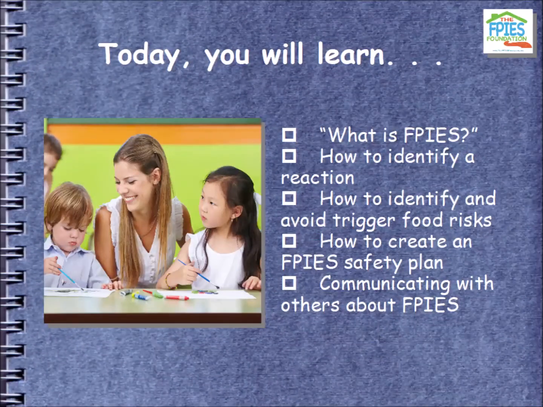So some of our learning objectives for today are looking at what is FPIES. And we're going to go into a little bit of an overview about the diagnosis and what's really involved. Next, we're going to talk about how to identify a reaction. FPIES is a type of food allergy, so it's really important to know what an FPIES reaction looks like so you can take action in order to help the child who is affected.